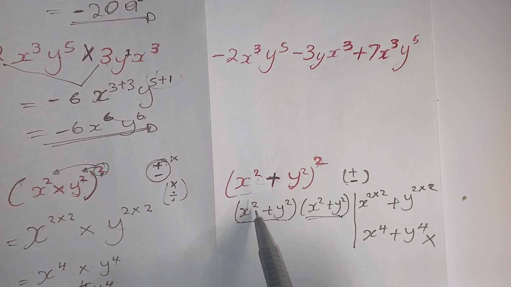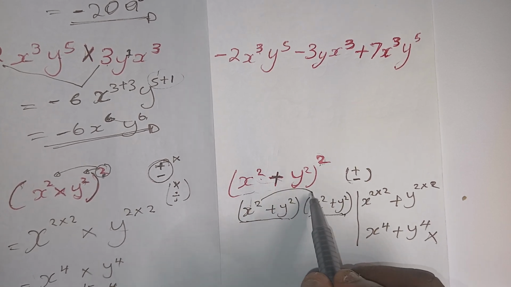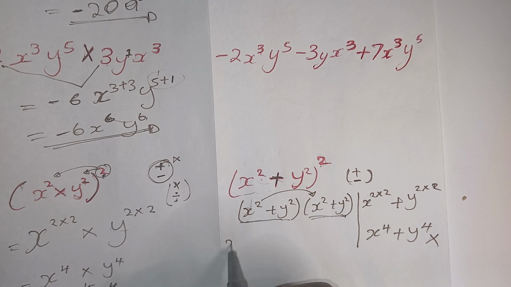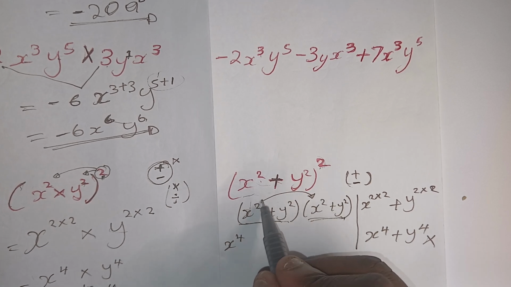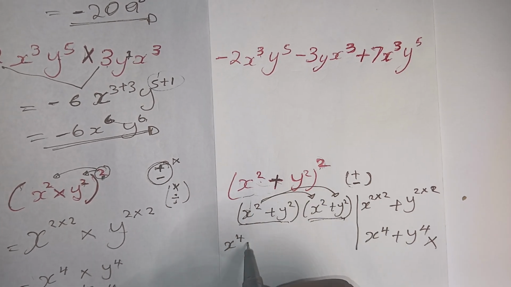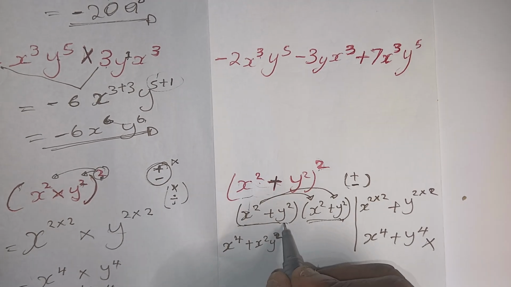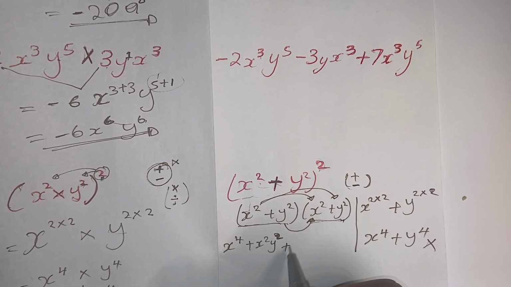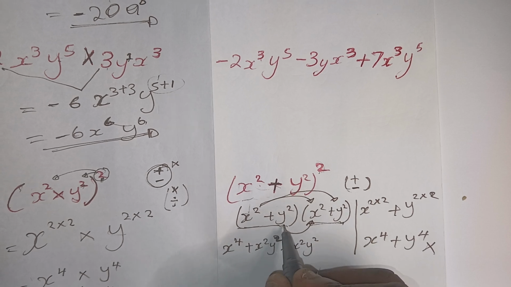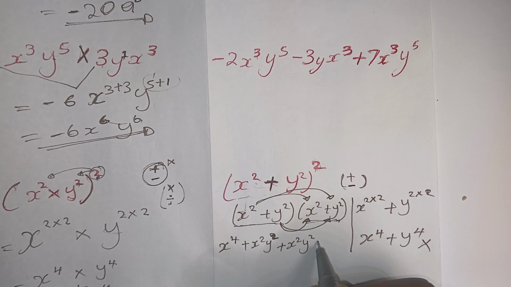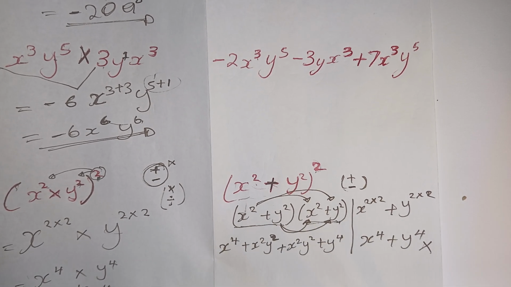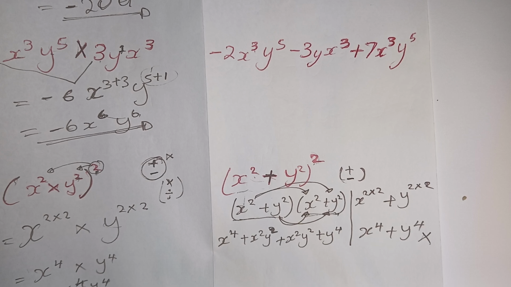So now you can expand this thing. This will multiply inside there. It will be x4, and this will multiply inside there. It's plus x2 y2. This multiplies inside there. It's plus x2 y2. This multiplies there. It's plus y4, because the exponents will add to each other.